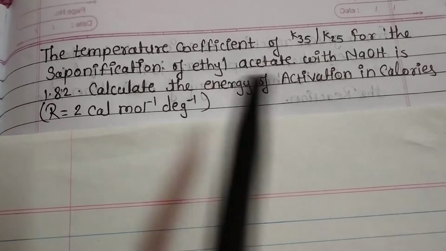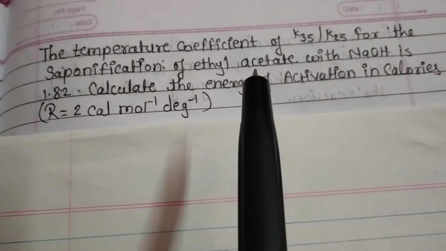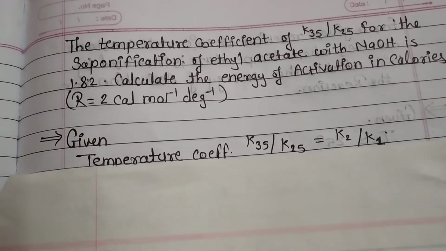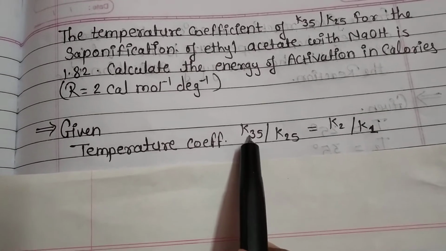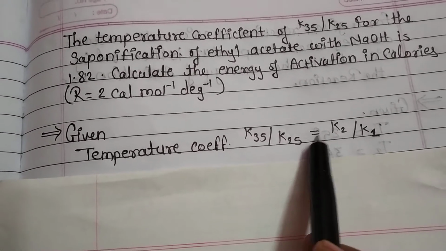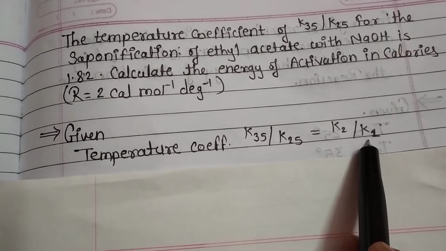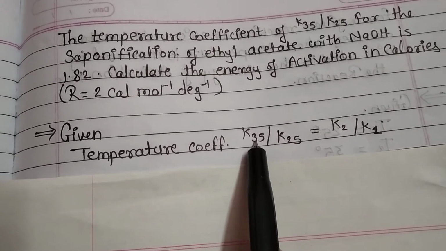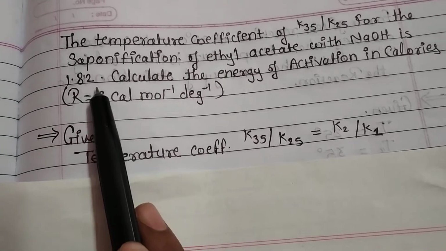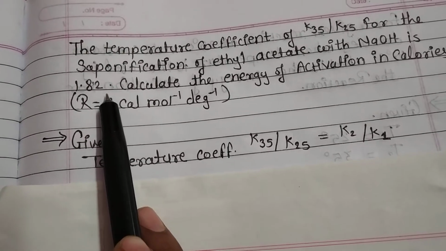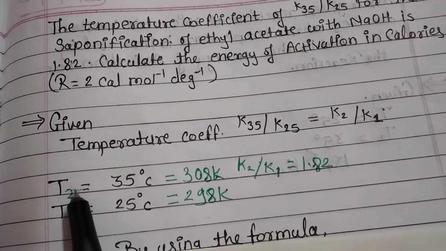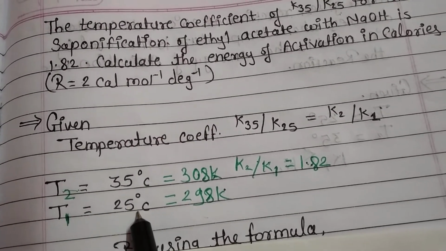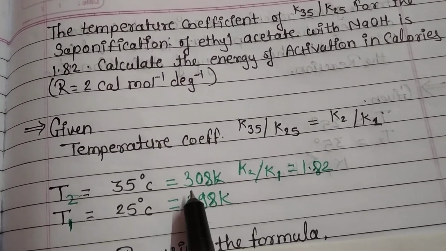From this given information, we get the given things, that is the temperature coefficient K35 upon K25, which is equal to K2 upon K1, that is the rate constant value. So 35 and 25 are the temperatures, and the ratio of rate constants is 1.82. So T2 is equal to 35 degrees Celsius and T1 is equal to 25 degrees Celsius. Firstly we have to convert these into Kelvin.